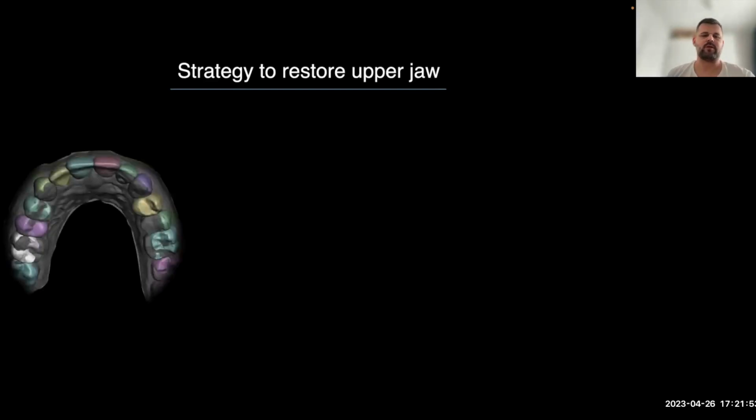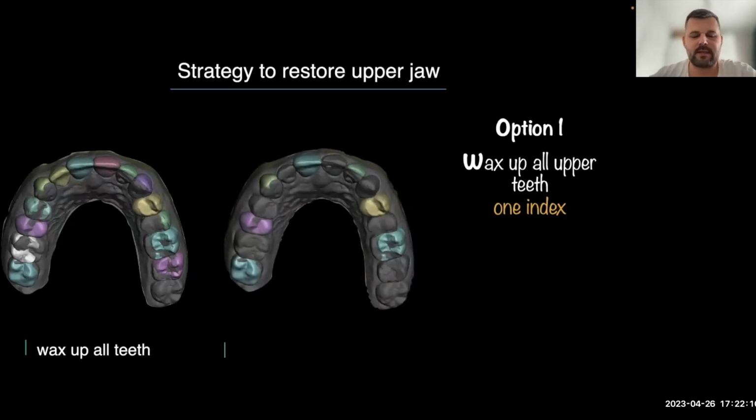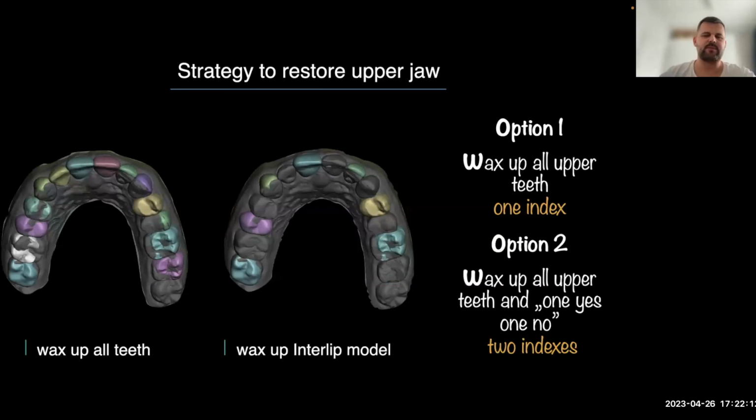So what is the strategy to restore the upper jaw? Of course, we can make a normal digital wax up of all teeth. It's something common. It's very simple. You have one model, one silicone index for the injection. But also you can make this wax up, I call this interlip model. It means 1 yes, 1 no, when you have to restore only half of the arch. And this is very crucial information for you, because it will change your workflow. It will be faster, simpler, more predictable.